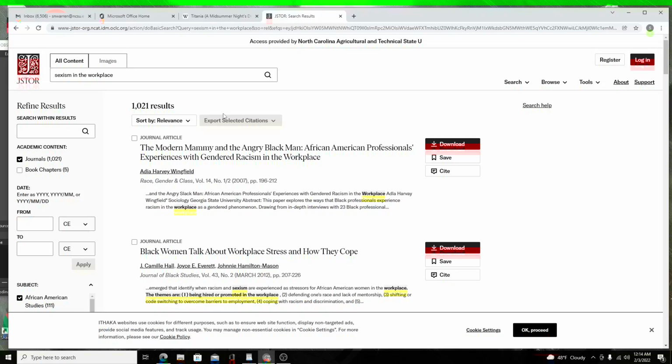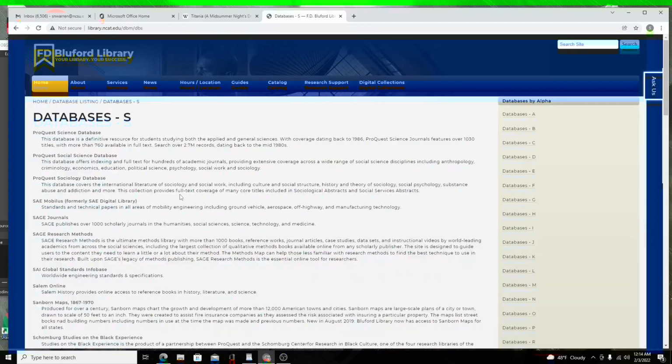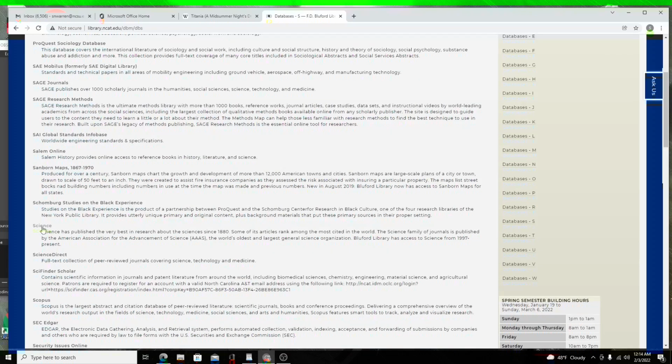Let's go back. And again, since a lot of you are going to be using scientific, or at least your focus is more scientific or psychoanalytic, there's also, in the S's, the science database. These have academic journals related to the sciences. Science Direct is also a very good one. I think it's a lot more user-friendly for students. Sage Journals is pretty good. Again, they say, hey, we have over 1,000 scholarly journals in the humanities, social sciences, science, technology, and medicine, right?